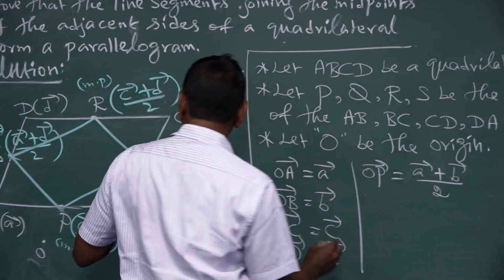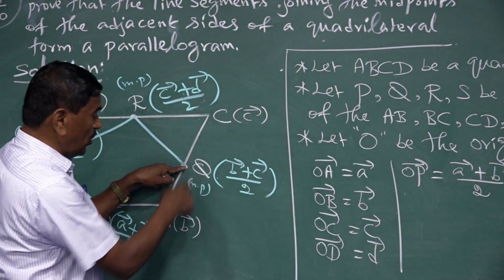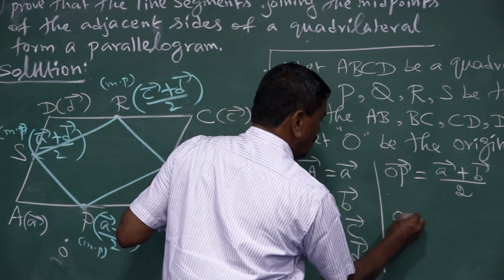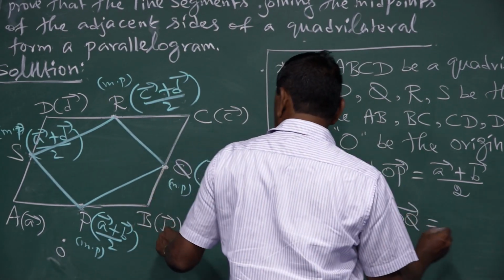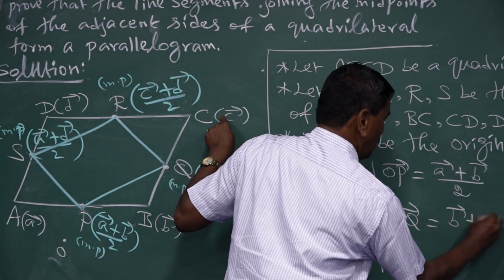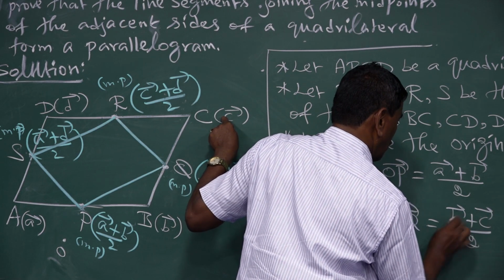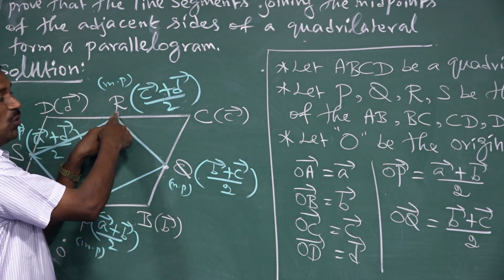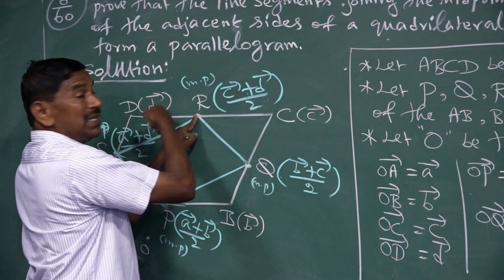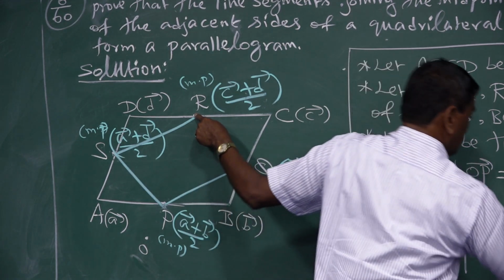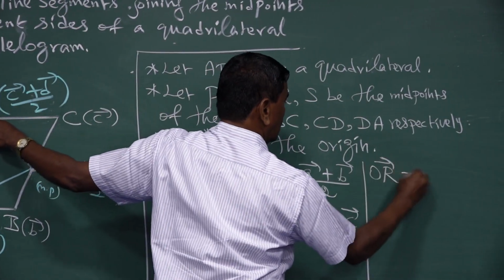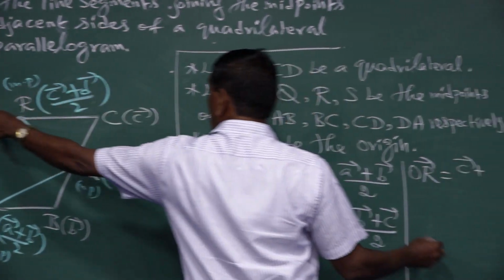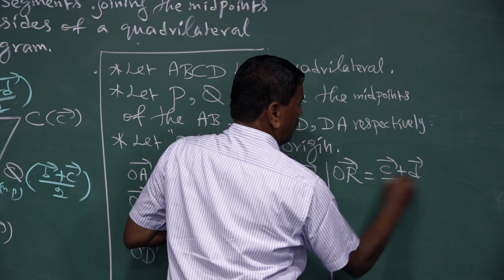Next, OQ vector is equal to B vector plus C vector by 2. Next, OR vector equals C vector plus D vector by 2.